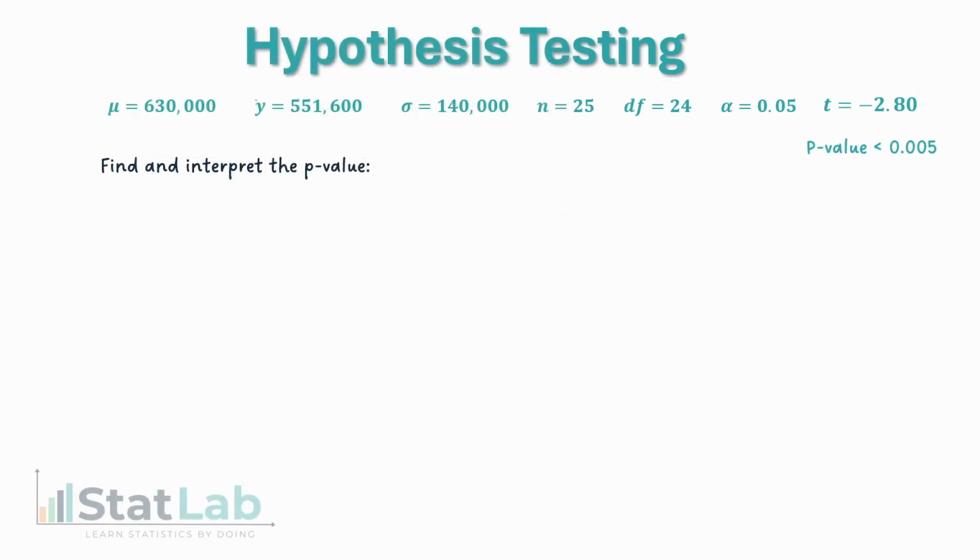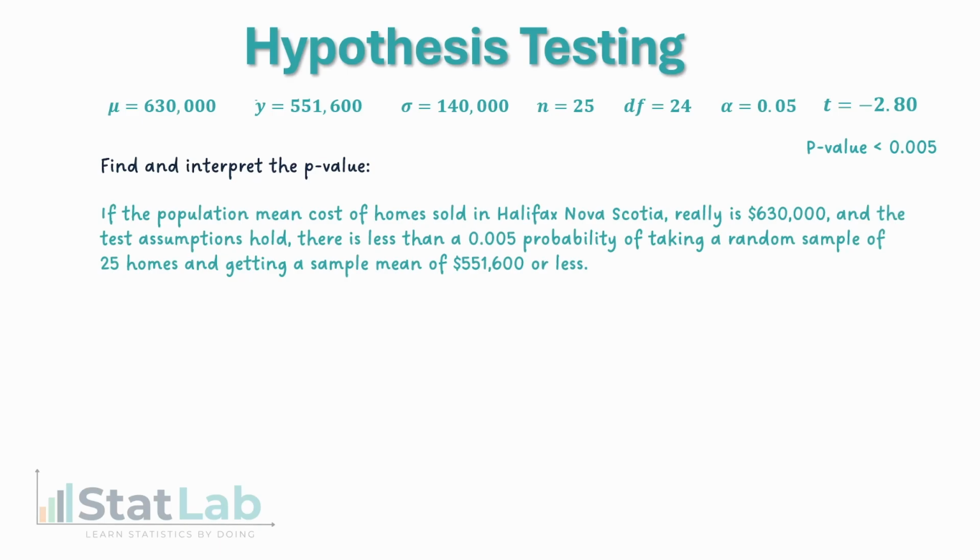So now that we have our p-value, we can interpret the p-value. This is how the interpretation would sound. If the population mean cost of homes sold in Halifax, Nova Scotia really is $630,000, and the test assumptions hold, there is less than a 0.005 probability of taking a random sample of 25 homes and getting a sample mean of 551,600 or less. So when you think about that, it's saying that there's almost no chance that you could take a sample and find that result. But that's what happened. So that's why we reject the null hypothesis when we have a very small p-value, because it's saying it's almost impossible that the null hypothesis is true.